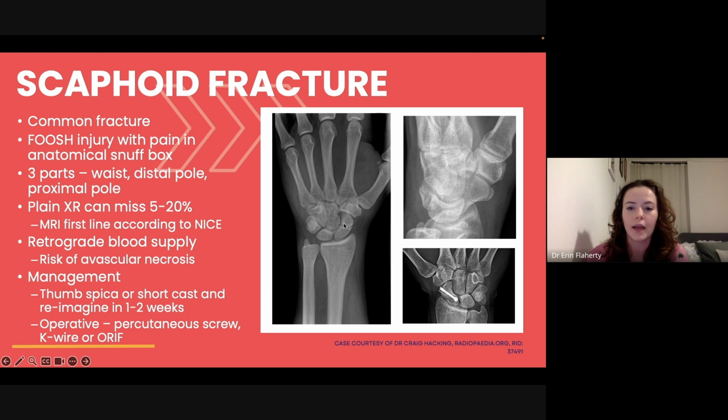Sometimes, if it's quite disrupted, you aren't able to get a good reduction on it, and you might need to do some operations and put in a little percutaneous screw like here, or K-wire, which is just a wire that's drilled in, or again, you might do an open reduction internal fixation. But yeah, these are ones not to miss. And if you clinically think a patient might have it, but x-ray doesn't show it, still treat as if it is. It's not going to do them any harm. The worst thing would be to miss it and they have a scaphoid that unfortunately dies.